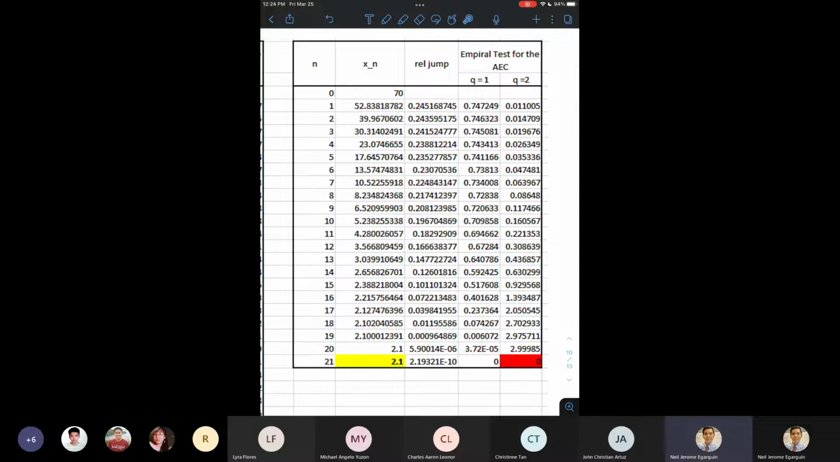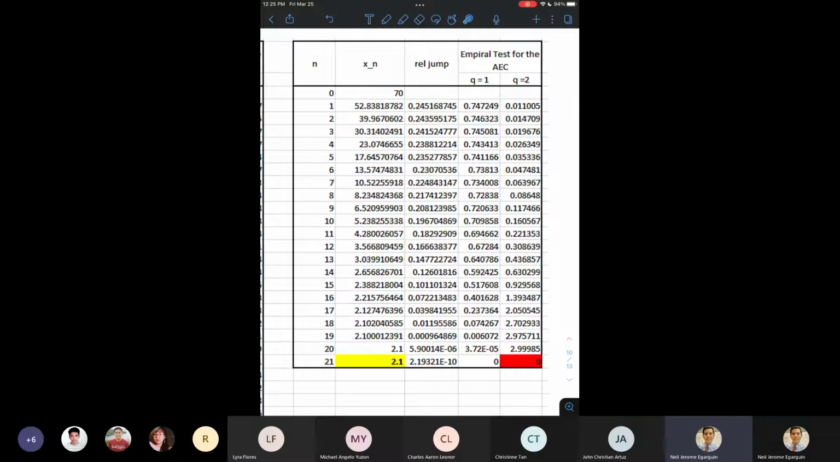But even if that is the case, the Newton-Raphson method converged to 2.1 and it did so in a very rapid fashion. So it took only 21 iterations para yung error ay nasa 10 to the negative 10 na. I think the 22nd iteration exactly nag-zero na yung relative jump. Okay? Sorry, hindi pala to absolute error.